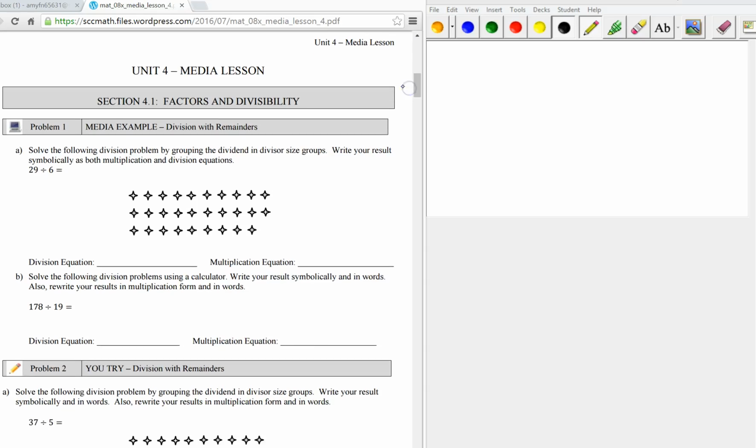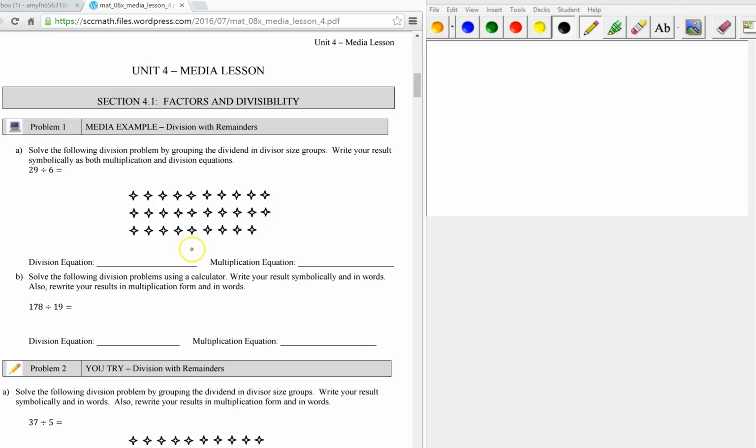Looking at the first section, we start by looking at some examples of division with remainders. Thus far we haven't done any division where there was a remainder. They were always divisible. Notice we start with some pictures. You can use chips for this, or you could have them draw these pictures, but the idea is they would group. They have 29 stars. They would group them into groups of size 6. So there's 1, 2, 3, 4, and there would be 5 left over.